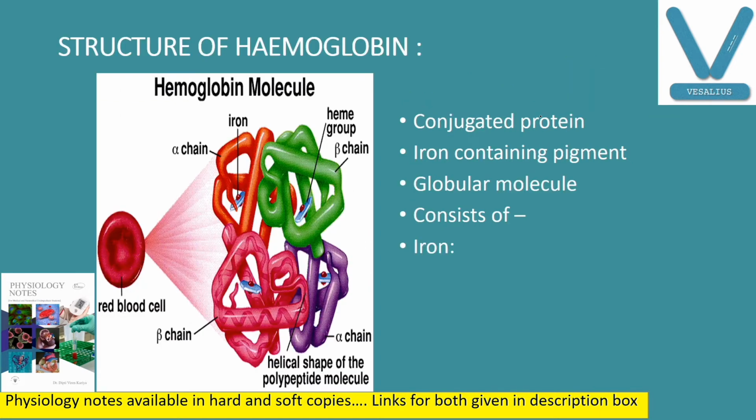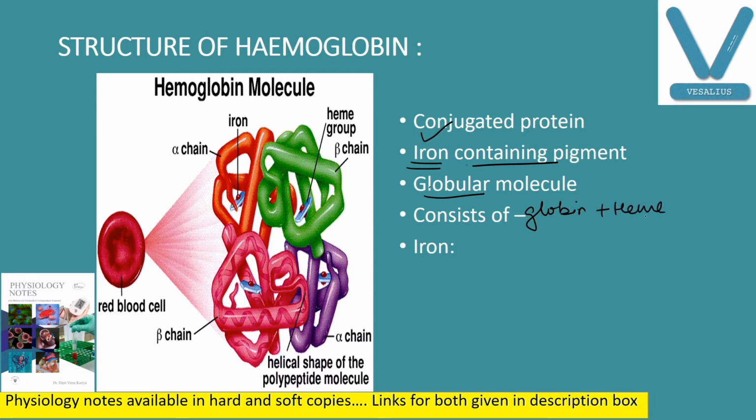Now, the structure of hemoglobin. As we have discussed, it is a metallochromoprotein. This is a conjugated protein with metal, that is iron, an iron containing pigment, and it consists of a globular molecule made of globin chains that combine with heme.